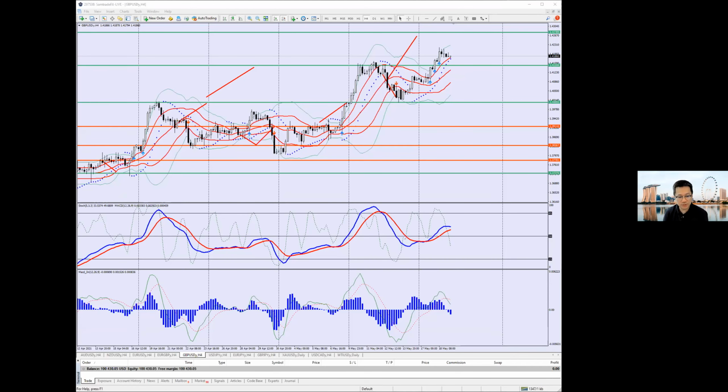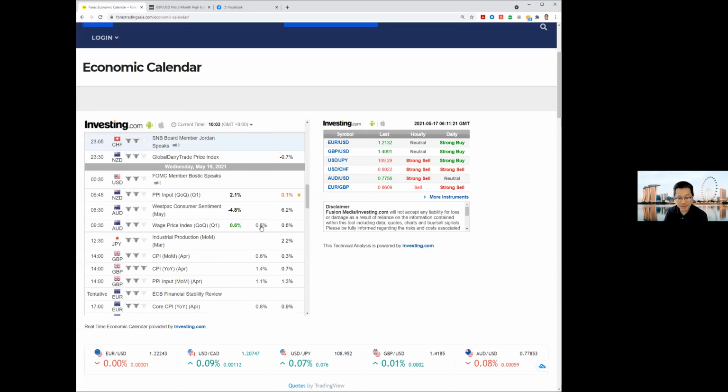Back to the news, look at what news is being released later today, not far off, at 2 p.m. Singapore time, GMT plus 8. We have the UK CPI numbers month on month expected to go from 0.3% to 0.6%. CPI on a yearly basis is expected to go from 0.7% to 1.4%. So again, CPI is an inflationary indicator, with numbers moving towards the target from the Bank of England. With all that in mind, we're possibly going to see further upside with the pound dollar.